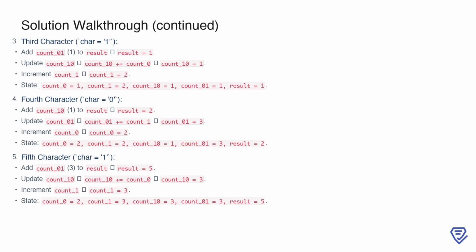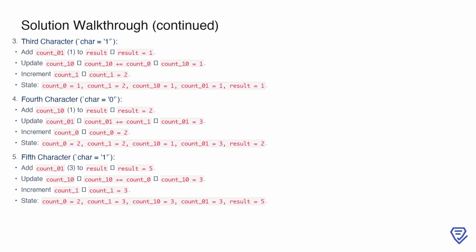Now, processing the fourth character, 0, we add count_10, 1, to the result, making it 2. We then update count_01 by adding count_1 to it, resulting in count_01 equals 3. Lastly, we increment count_0 to 2.